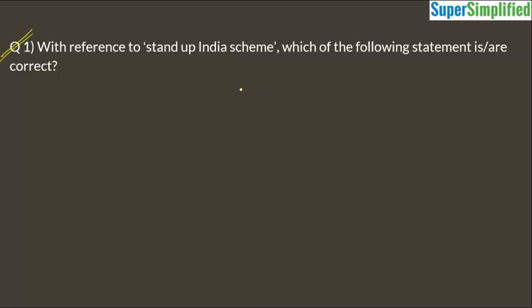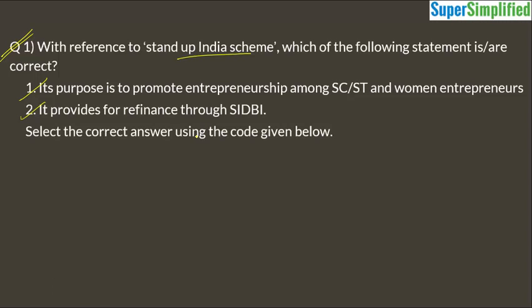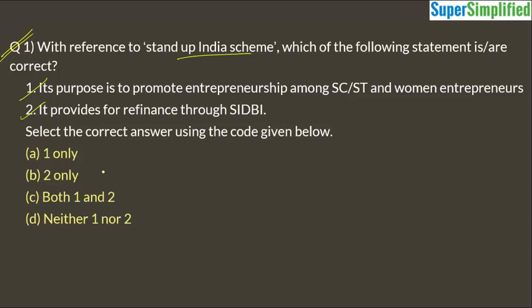So question number 1 is, with reference to Stand Up India scheme, which of the following statements is or are correct? Statement 1, its purpose is to promote entrepreneurship among SC/ST and women entrepreneurs. Statement 2, it provides for refinance through SIDBI, Small Industries Development Bank of India. Select the correct answer using the code given below. Option A, 1 only, B, 2 only, C, both 1 and 2, and D, neither 1 nor 2. So what could be the answer to this?